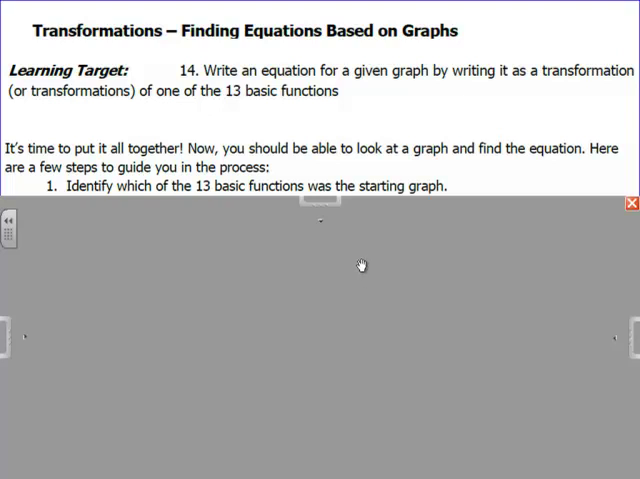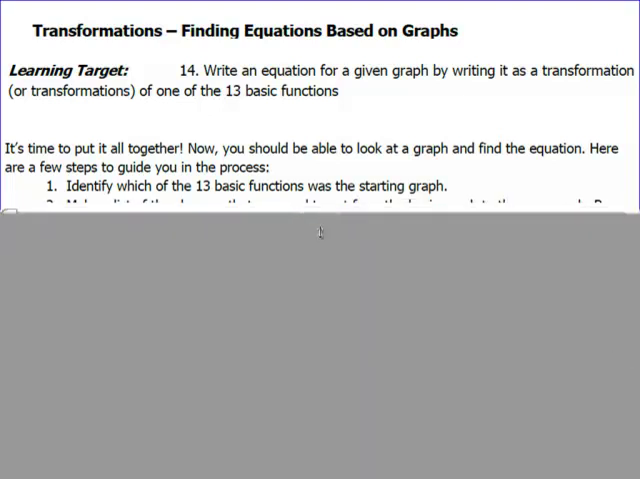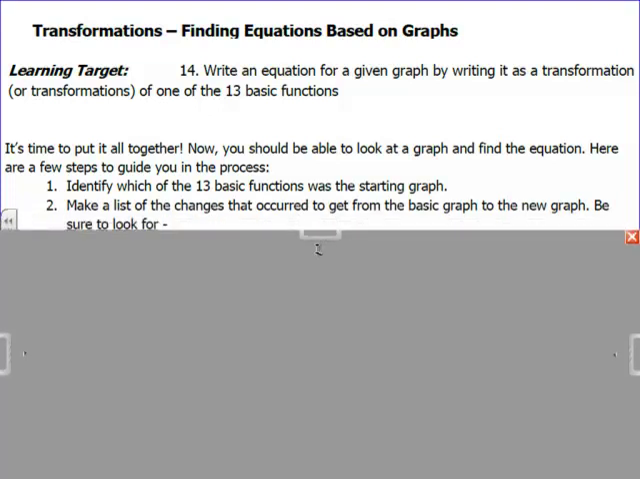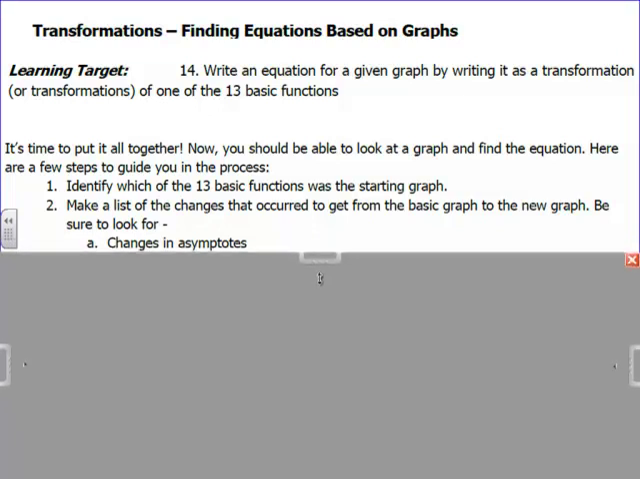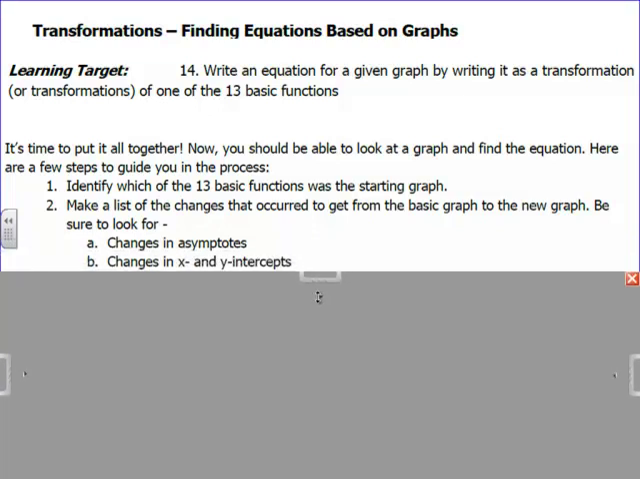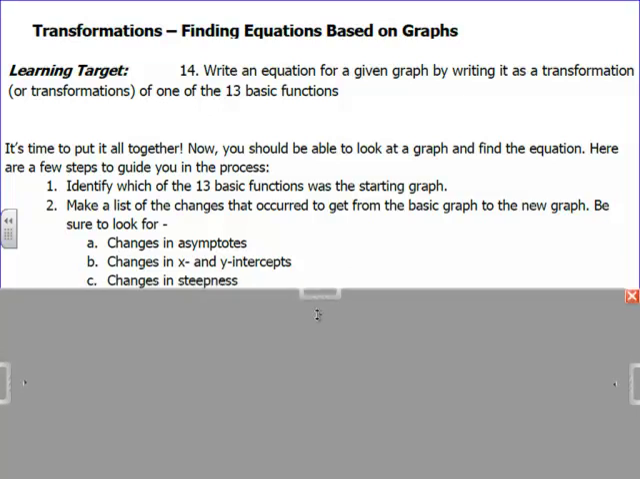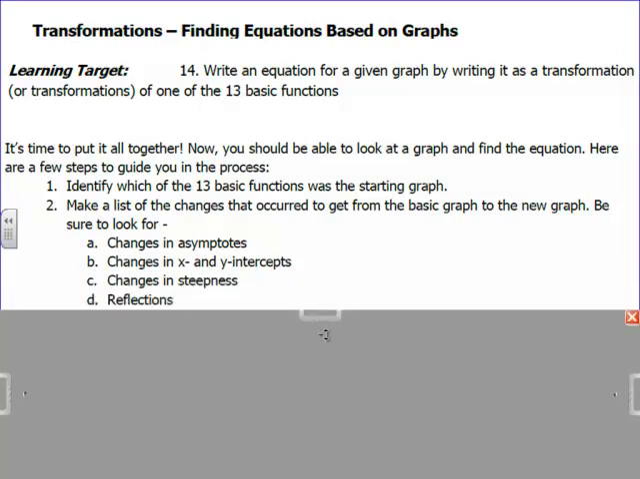You can do this by looking at the general shape of the curve and relating it back to one of our 13 basic functions. Step 2. Make a list of the changes that occurred to get from the basic graph to the new graph. So now that we've talked about transformations, make sure you look for all of them, including changes in asymptotes, changes in intercepts, x and y, changes in steepness, did it get more or less steep, and reflections. Make sure you're looking for all of those things.